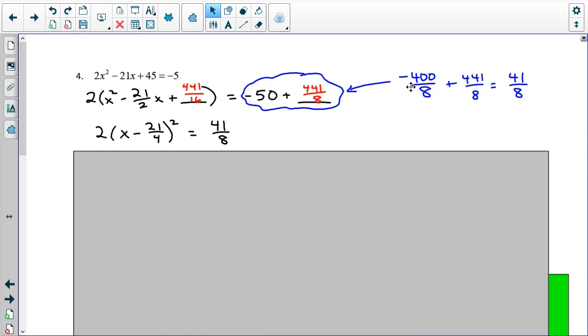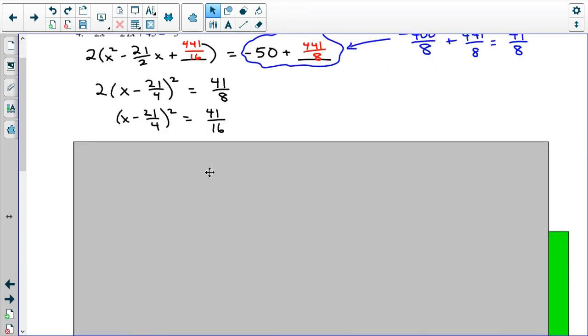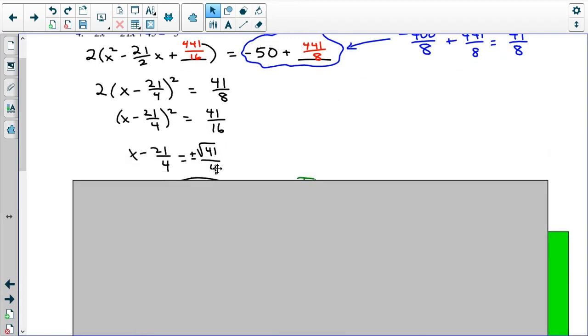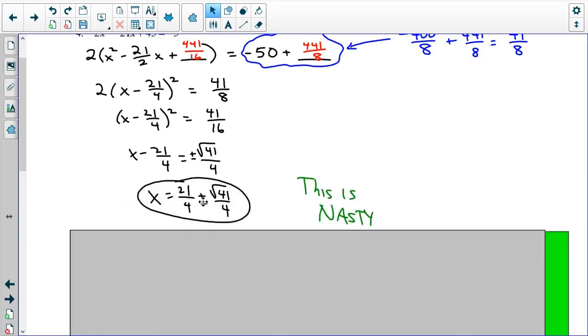That's what I actually added to both sides. Then I converted this -50 into -400 over 8 in order to get 41 eighths. Divide both sides by 2, take a square root. Notice that the square root of 16 is 4, so I don't have to keep that inside of a square root. And I add 21 fourths to both sides. Notice I got the same answer that I got every other time I've done problem 4. But this is nasty. This is just not very fun.